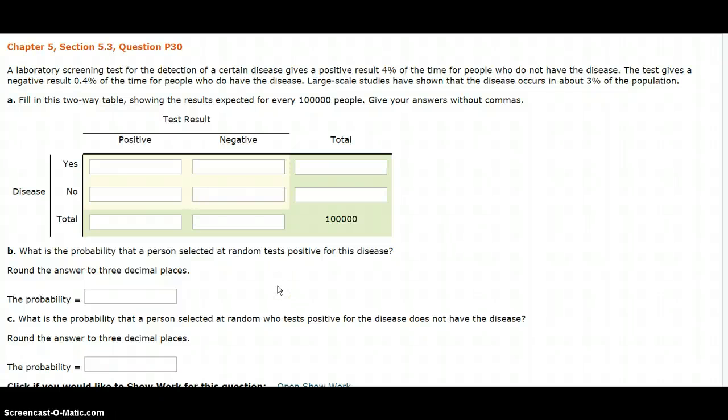Okay, section 5.3, question P30. And we have one of these contingency tables again that you'll get quite used to here in chapter 5. Again, just to remind you, this row of totals right here is the total of everything, including the totals column. So whatever these two are, they will total up to 100,000.